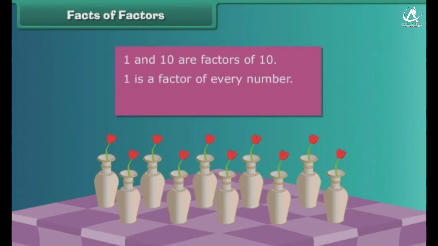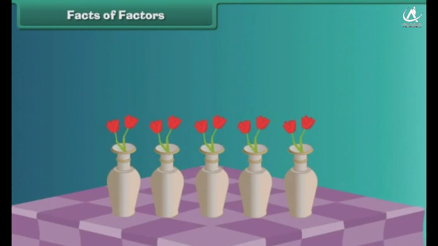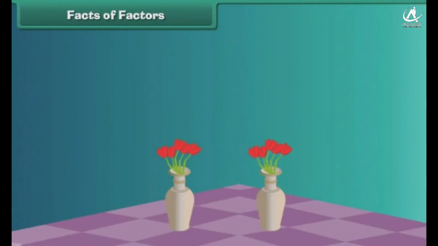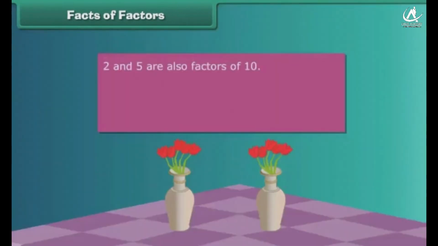1 is a factor of every number. Every number is a factor of itself. Prerna's mother tries out another arrangement. She places the roses 2 each in 5 vases. We can express this arrangement as 2 multiplied by 5 is equal to 10. Prerna's mother tries out one more arrangement. She places 5 roses each in 2 vases. We can express this arrangement as 5 multiplied by 2 is equal to 10. 2 and 5 are also factors of 10.